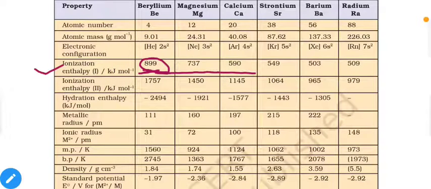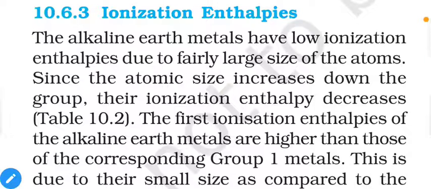But as we move from left to right, that means actually we are moving from top to bottom in the periodic table, ionization enthalpy values are decreasing. Now if we compare the ionization enthalpies of these metals with the previous metals, that means group 1, then these metals or alkaline earth metals have a higher value of the ionization enthalpy. We are talking about the first ionization enthalpy.